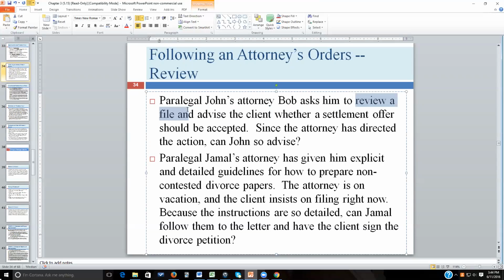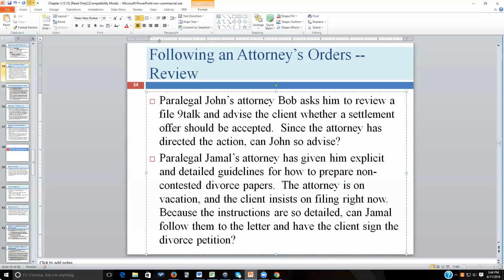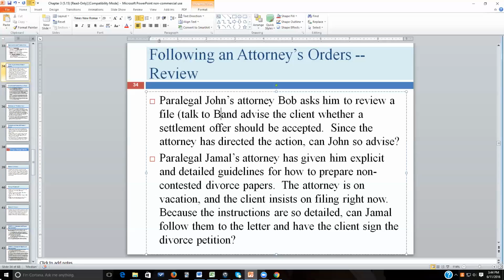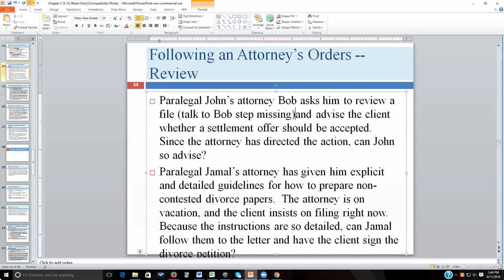Reviewing the file is a perfectly normal thing for John to do, and once John reviews the file and comes up with the advice that he'd like to give to the client, if he had been instructed to go back to Bob, and then once he and Bob had talked and Bob approved the advice to then take it to the client, everything would be copacetic. That'd be fine. That would not be the unauthorized practice of law. But we're missing that middle step. There is no talk to Bob. So as a result, no, cannot do this.